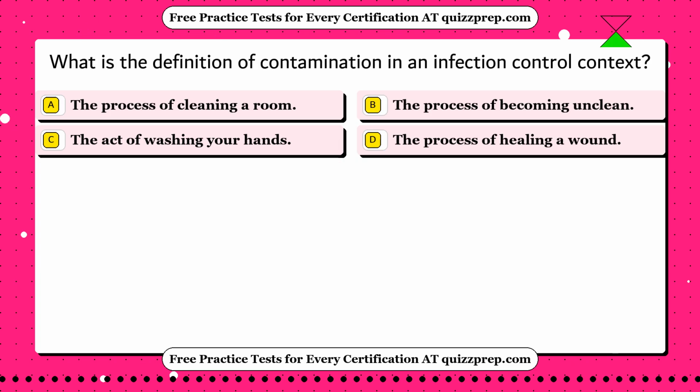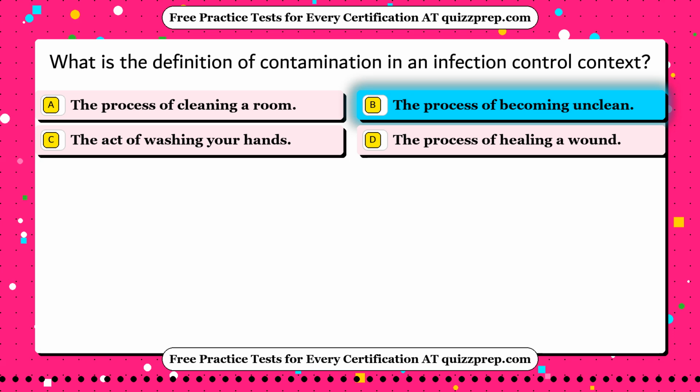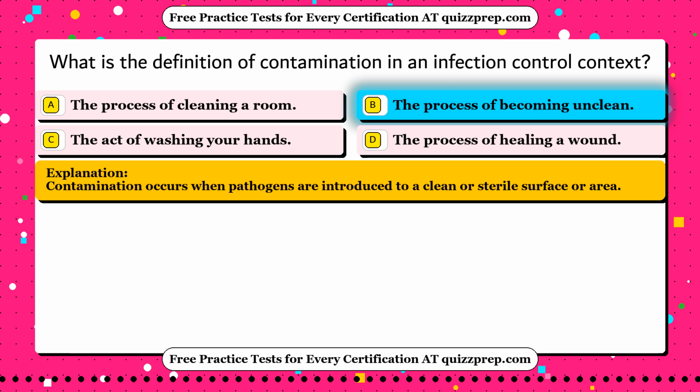Question 27. What is the definition of contamination in an infection control context? Option A. The process of cleaning a room. Option B. The process of becoming unclean. Option C. The act of washing your hands. Option D. The process of healing a wound. The correct answer is option B. The process of becoming unclean. Contamination occurs when pathogens are introduced to a clean or sterile surface or area.